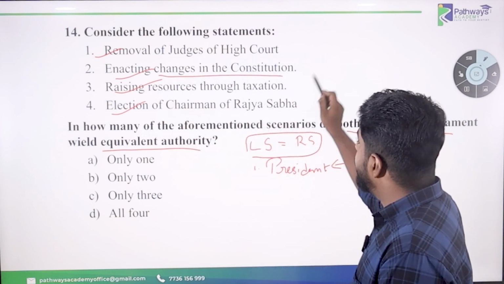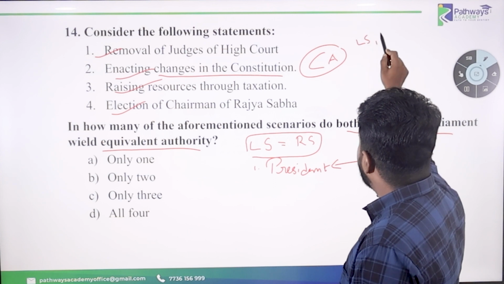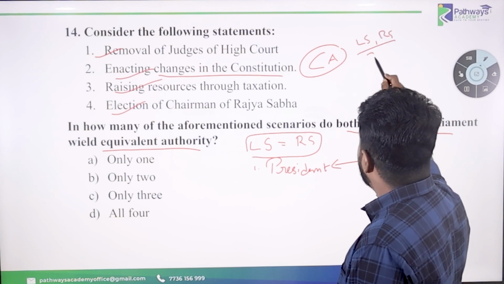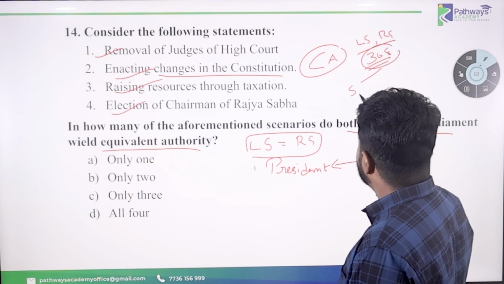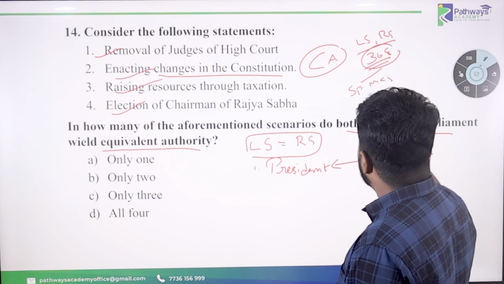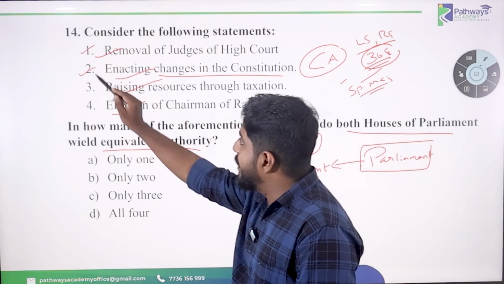Enacting changes in the constitution means we are speaking about constitutional amendment. According to article number 368, both Lok Sabha as well as Rajya Sabha will have a special majority. So this is also a right statement.